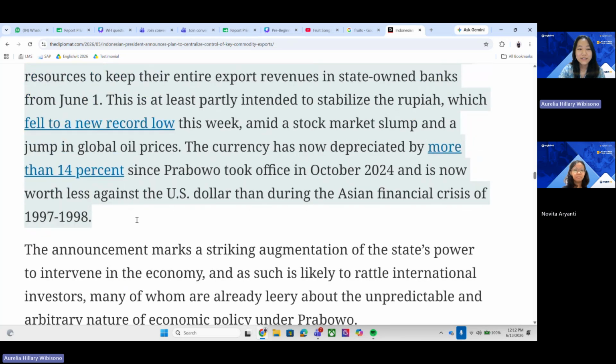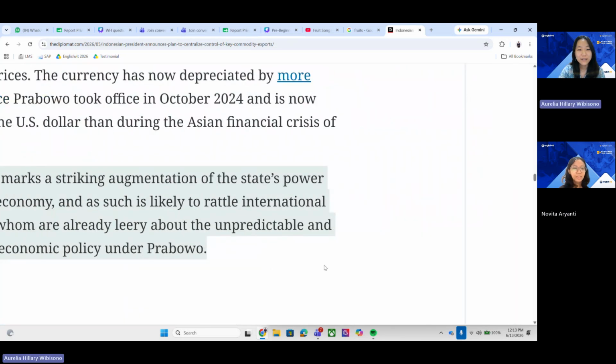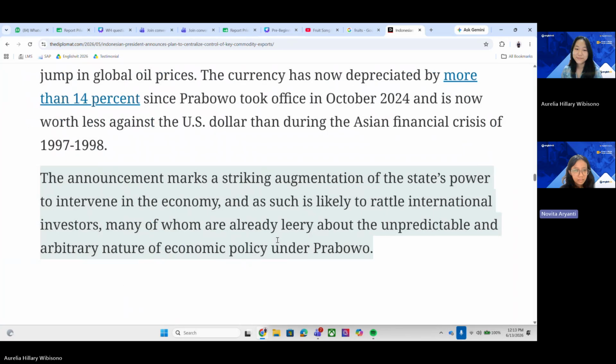And then this one. The announcement marks a striking augmentation of the state's power to intervene in the economy and as such is likely to rattle international investors, many of whom are already leery. Is that correct? Leery. Leery, that's correct. Leery means becoming what? Curiga. Oh, okay.